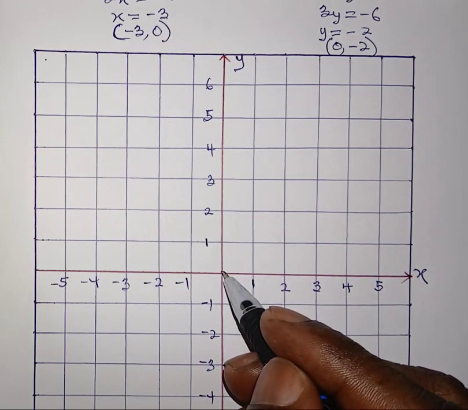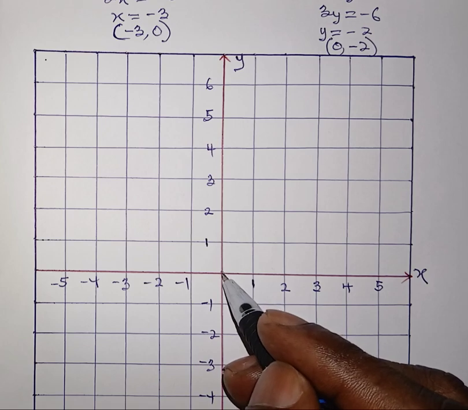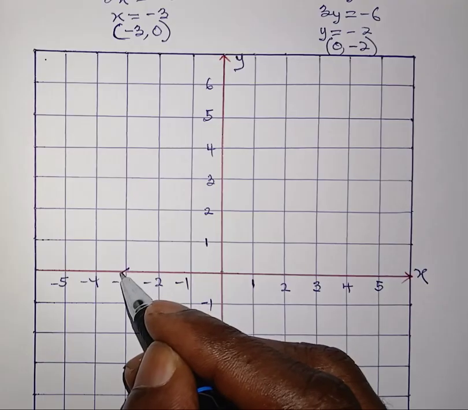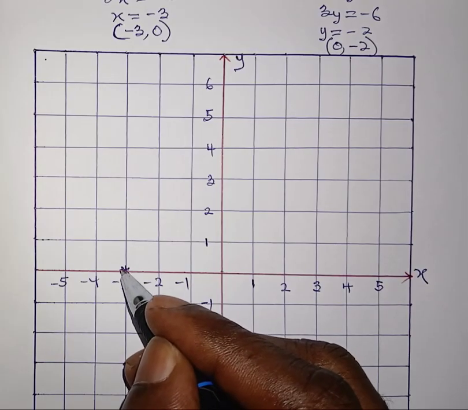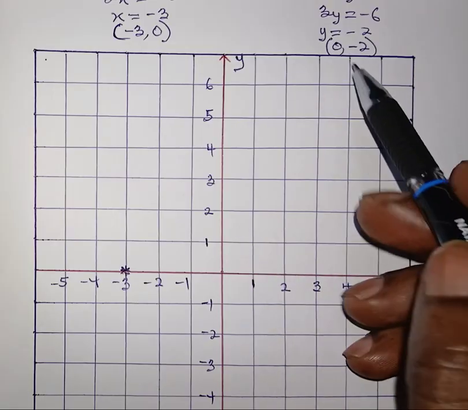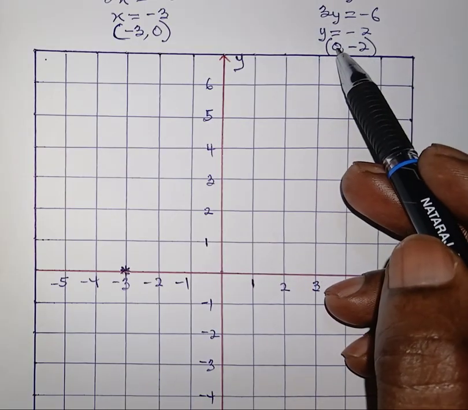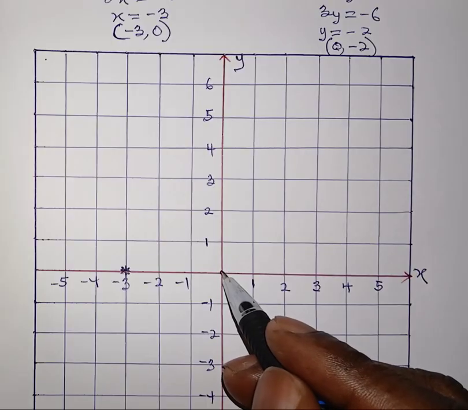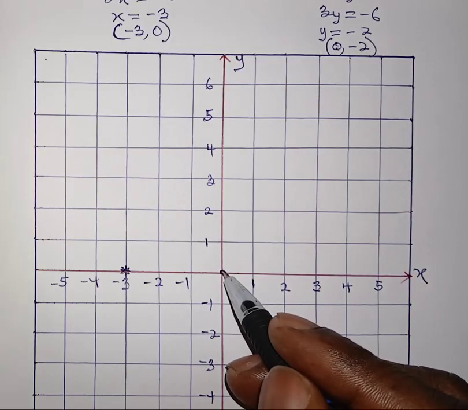So if here is 0, then I have to indicate where negative 3 is on the x-axis. So here is where the negative 3 is. So I will make this asterisk here. Yes. Then I'll also check for y-intercept. When x is 0, y is negative 2. So when x is 0, the same center here, my y is negative 2.